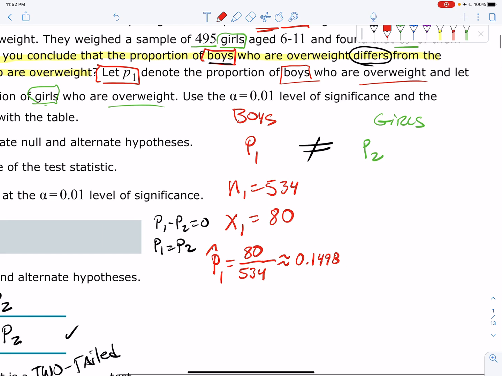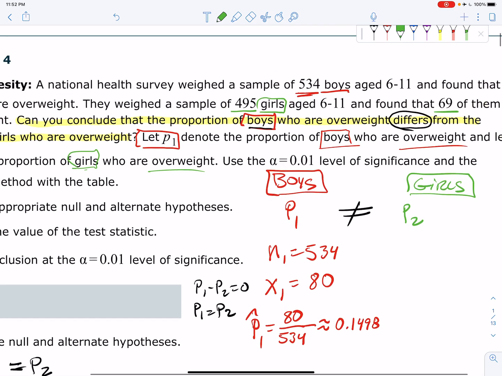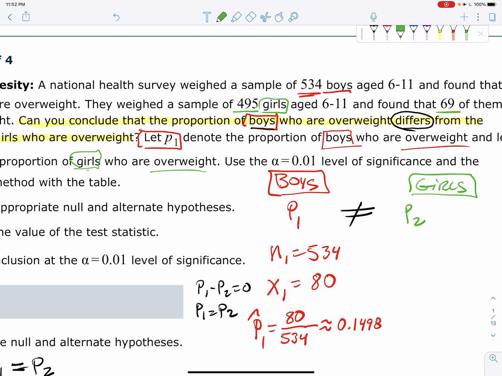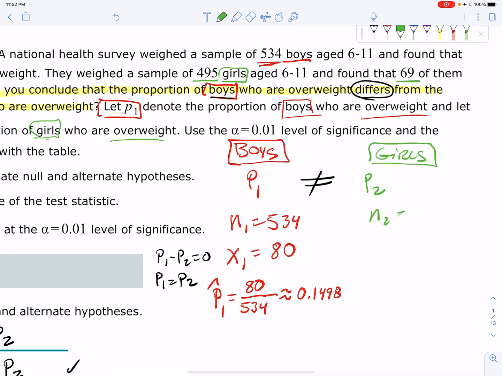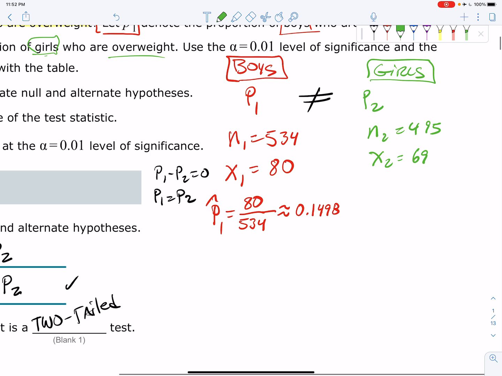Okay, let's do the same thing for the girls over here. So we've got the girls, we've got the boys. For the girls, we read through it, and it says they weighed a sample of 495 girls. So that means n sub 2 is 495. And they found out that 69 of them were overweight. So that's the thing we're looking for, overweight girls. So x sub 2 is 69. And now we want to get our sample proportion for this.